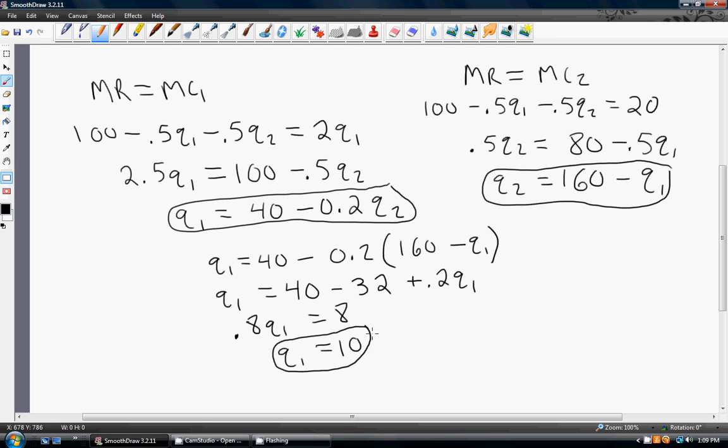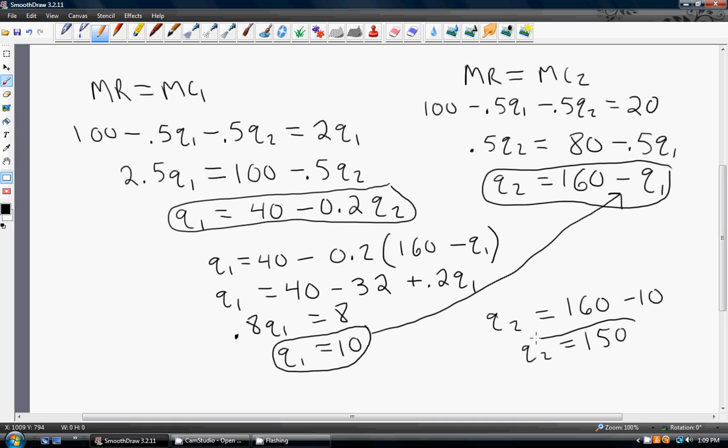To get the output in plant 2, make a substitution into that equation. And we get 150 units of output coming from plant 2.